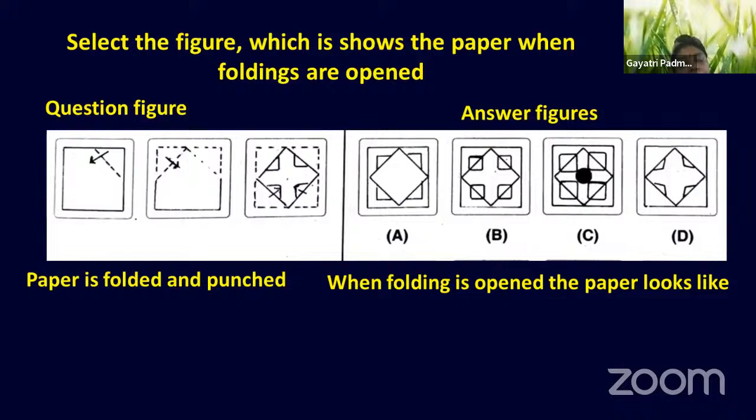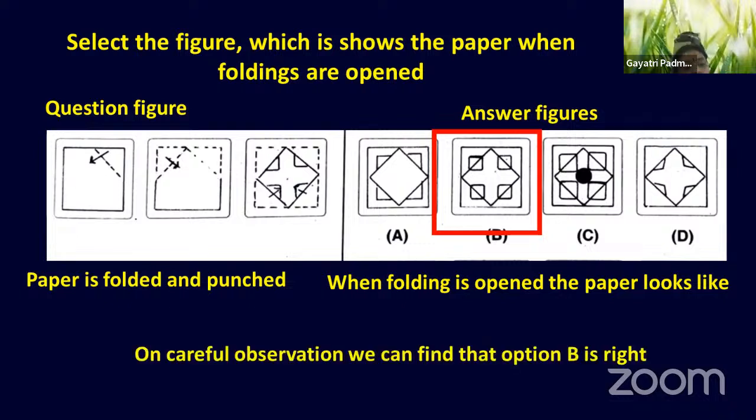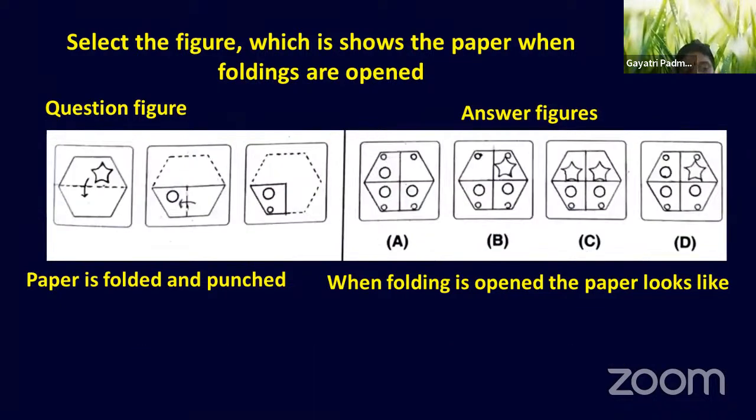All right, students. Sometimes our visualization also will help us. Let's see, it is option B. On careful observation, we can find that option B is the correct answer. All right, let's move on to the next question.